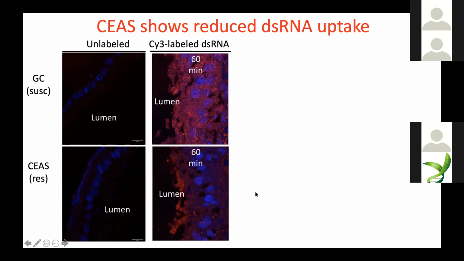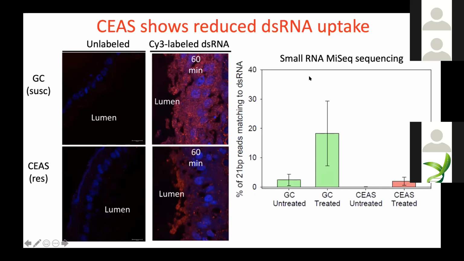We have also been able to confirm these results using sequencing of small RNAs from these tissues. So Swati extracted small RNAs and sent them for MiSeq sequencing, and then looked for 21 base pair small interfering RNAs that were produced from the double-stranded RNA. What you see is that in the susceptible insects, there is an increase in the number of these small interfering RNAs that are produced when the insects are treated with the double-stranded RNA, but that increase does not happen in the resistant insects.